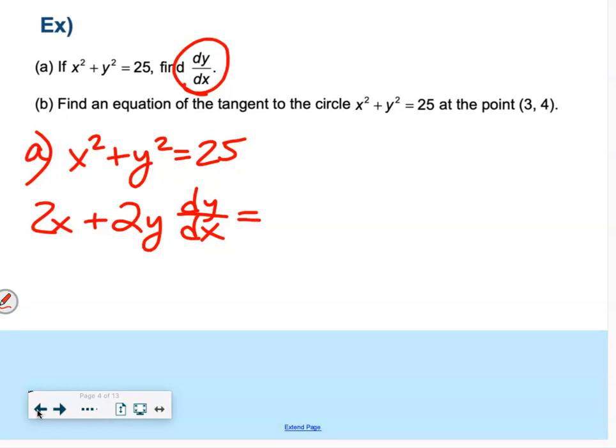What's the derivative of 25? 0. All right, everyone take 10 seconds and solve this for dy/dx.